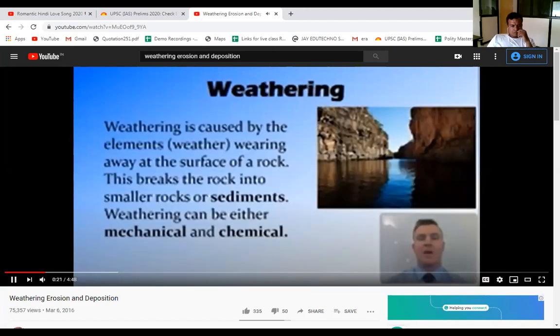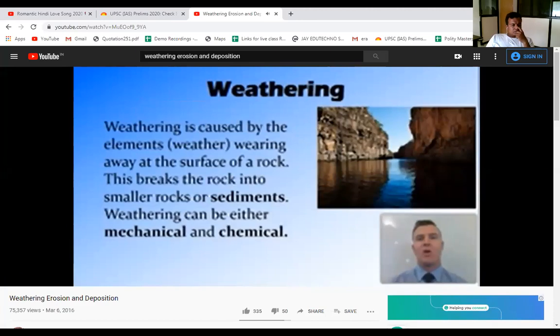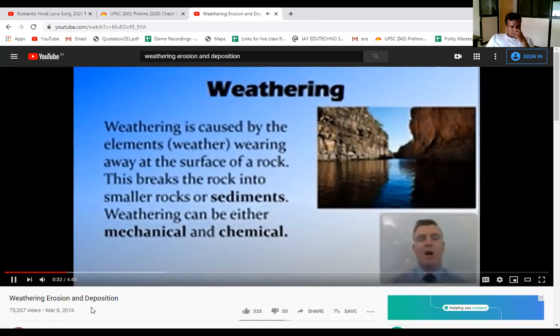So firstly, weathering is basically taking a big rock, breaking little tiny pieces off that rock over a long time to create what we call sediments. These sediments are just smaller chunks of that big rock.